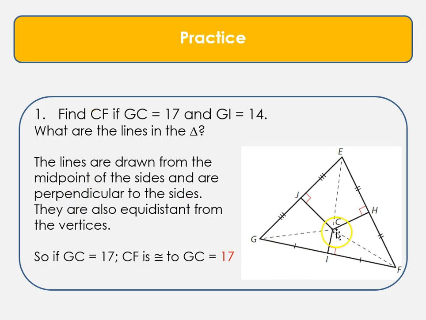They're also equidistant. GC is the same length as EC and FC. So if GC equals 17, CF is another one of those lines that's equidistant, so that means it's congruent to GC, so the answer is 17.